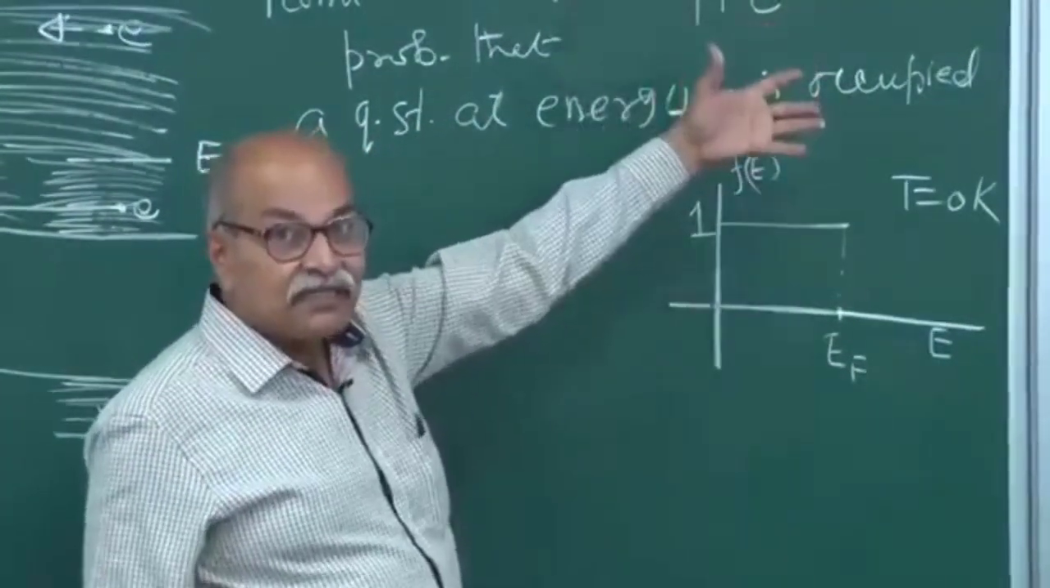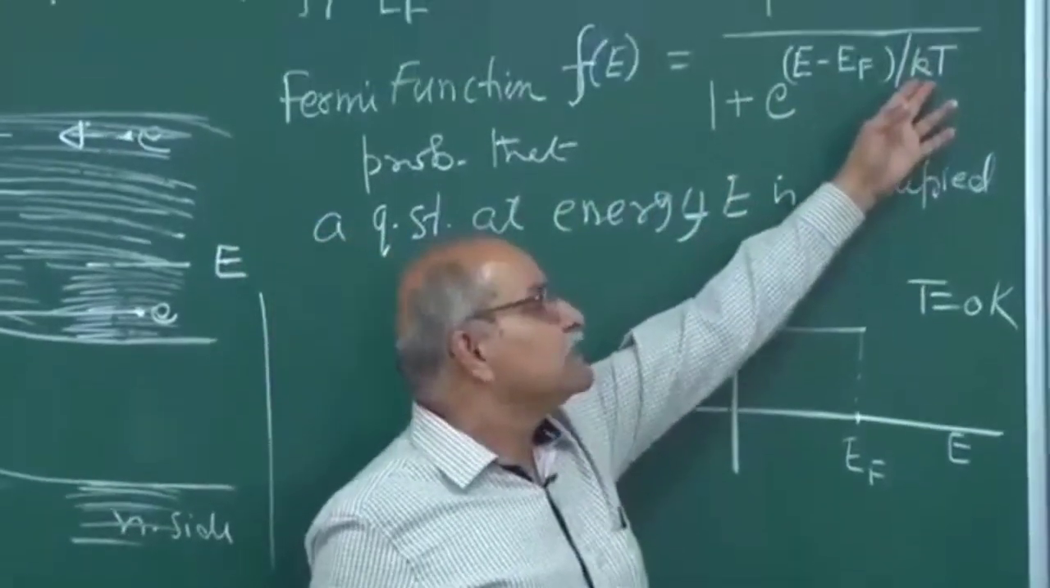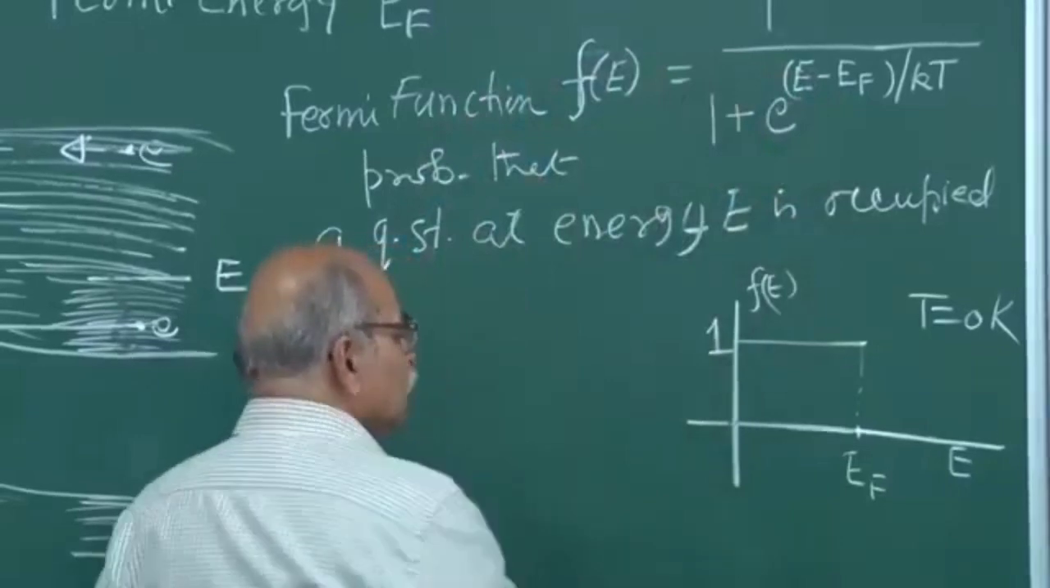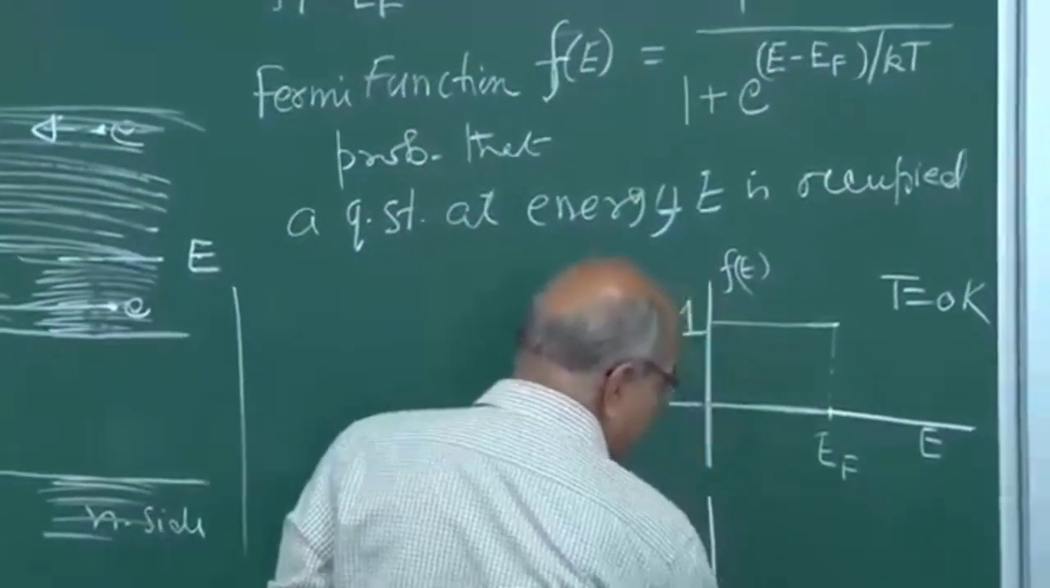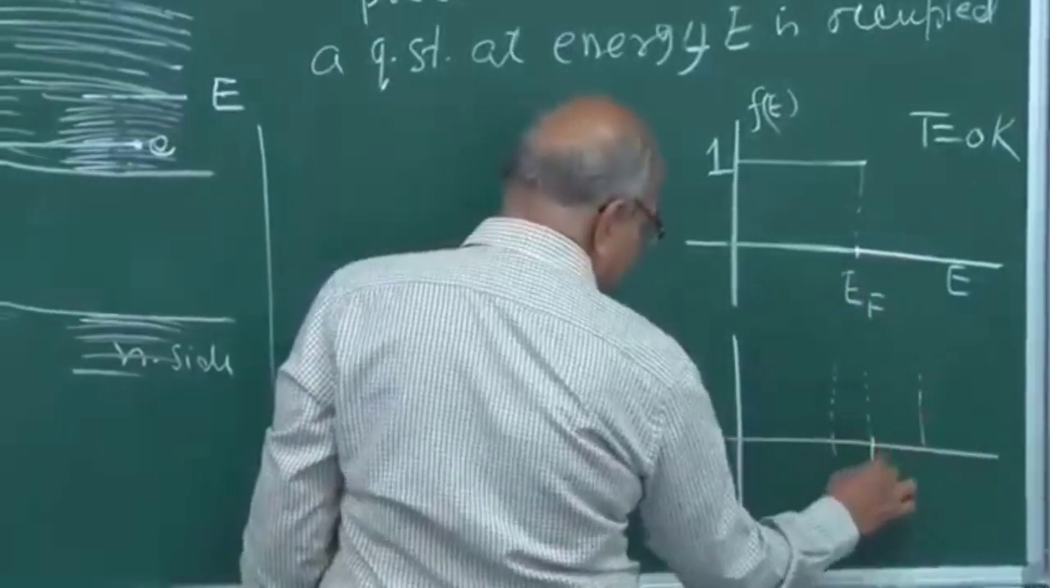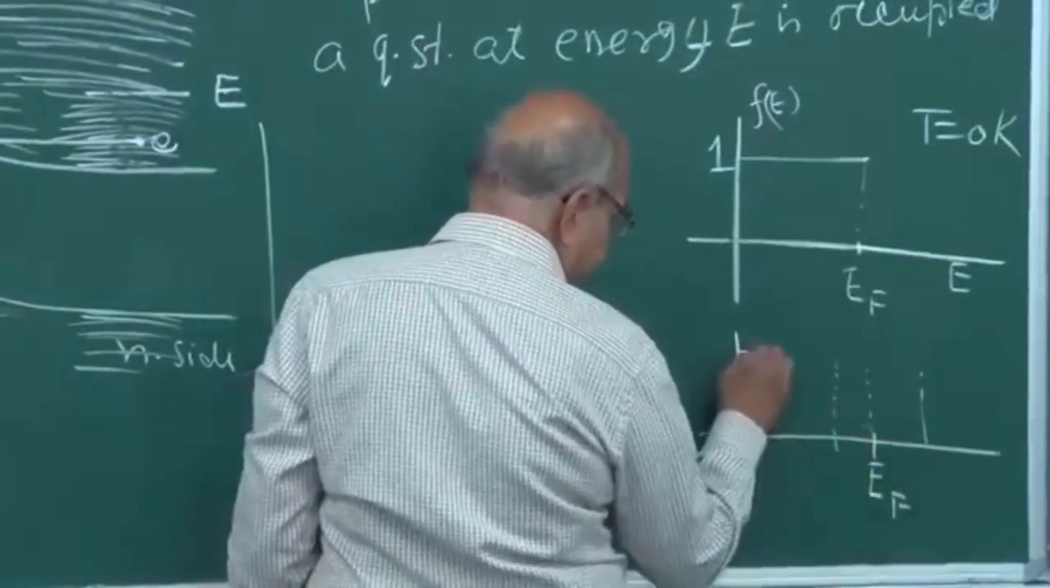But if you raise the temperature, if you come to say room temperature where kT is 0.026 electron volts, and then you have some EF and at some energy you are asking what will happen? This gets modified, but still the modification is close to this EF only. So if this is EF, then the function looks like this.